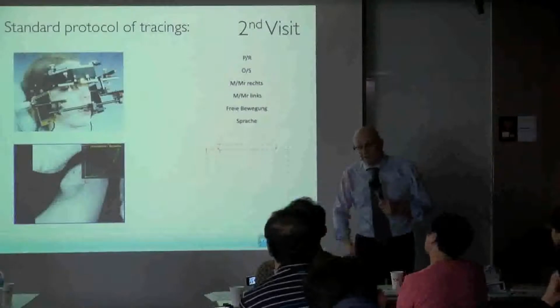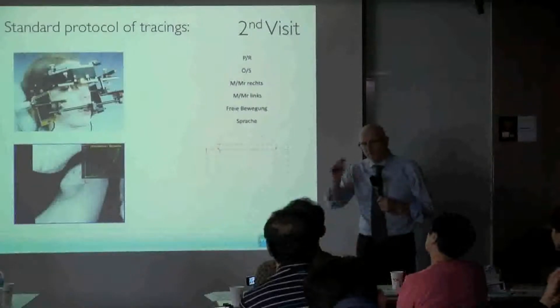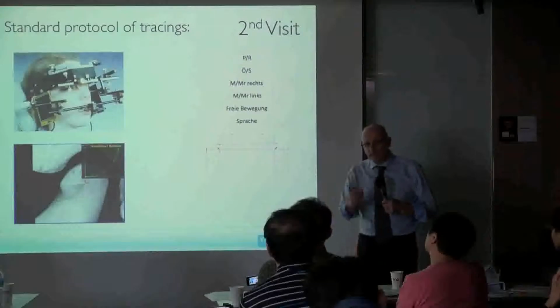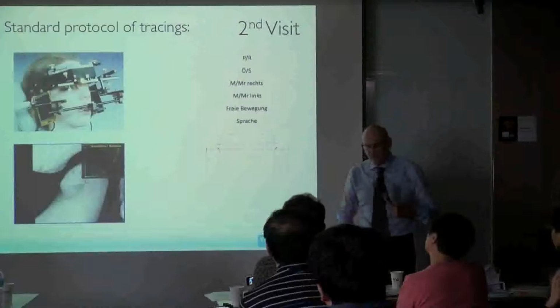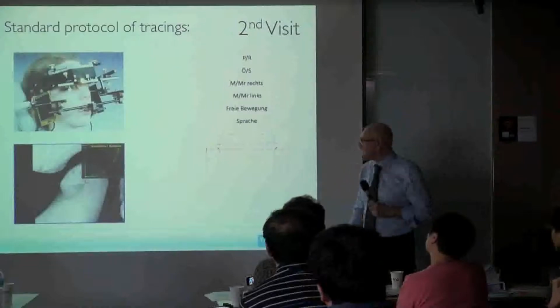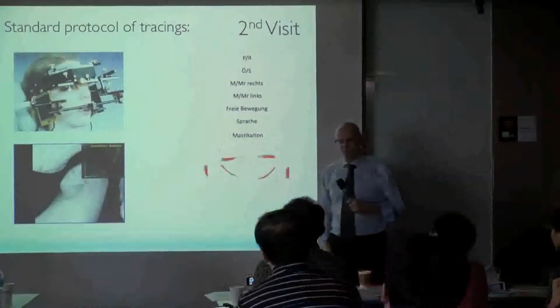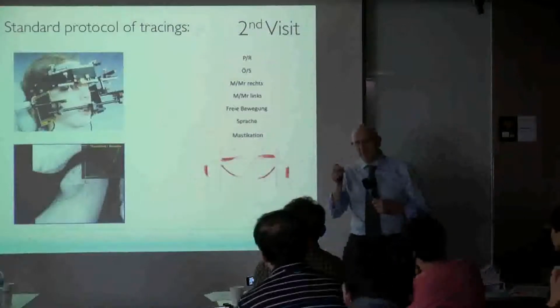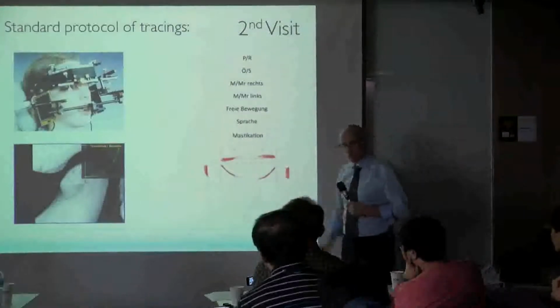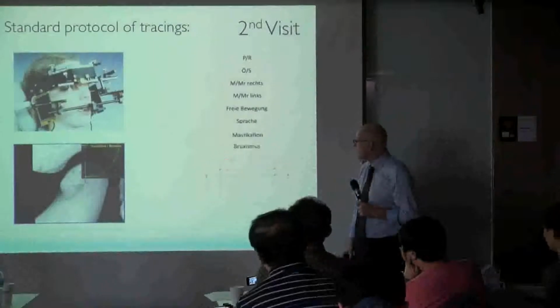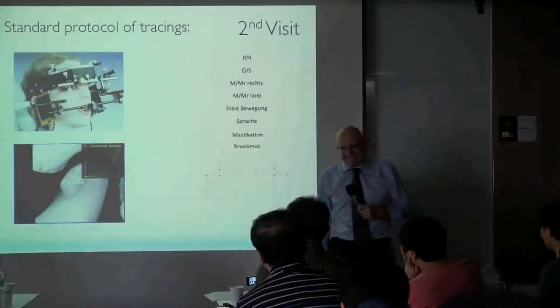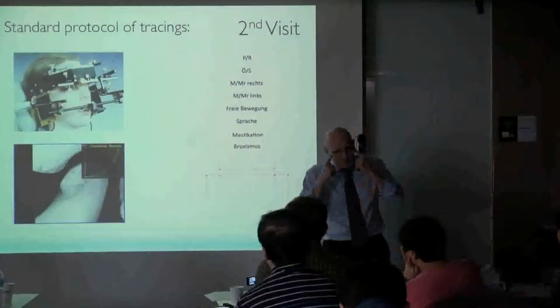Patient has to speak with the apparatus. Count 51, 52, 53. S sounds and F sounds. 65, 60, or in your language. Make patient speak. Patient has to chew. So we can see, is there some loading to the joint or not? Does he have compensation? And of course, patient has to clench and grind and see what's happening in the joint.